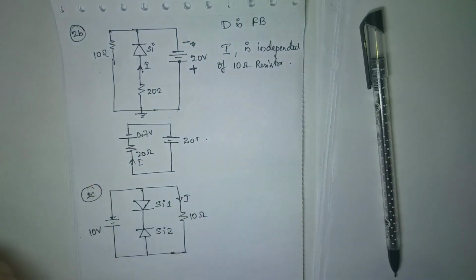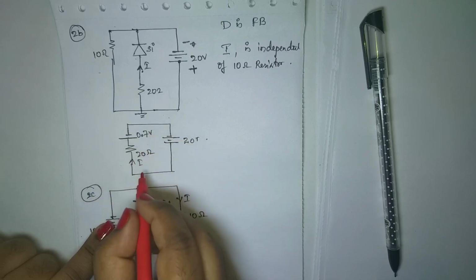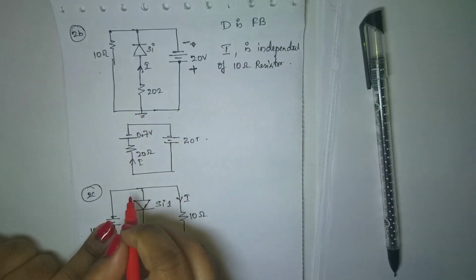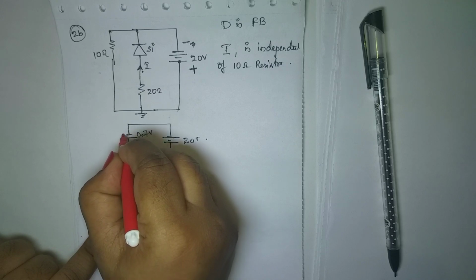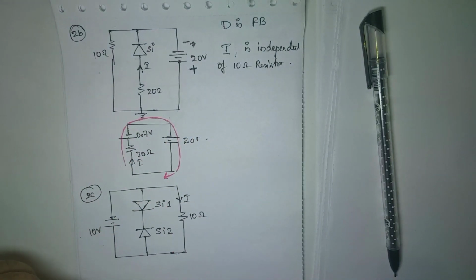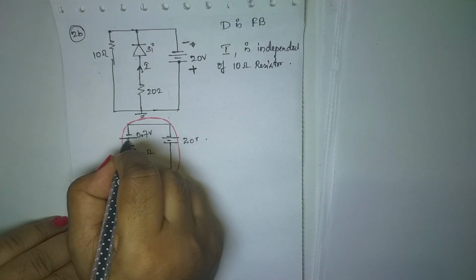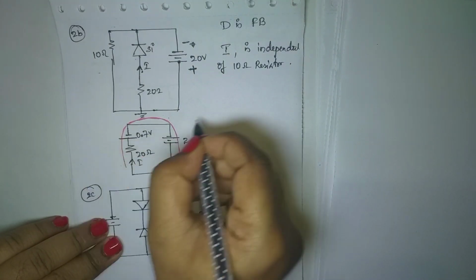Now applying Kirchhoff's voltage law, I'll go with the direction of current. The current is moving upwards, right? I'll take the same path, like this, and apply the law. Now, if I move like this, I'll get this as plus 0.7.